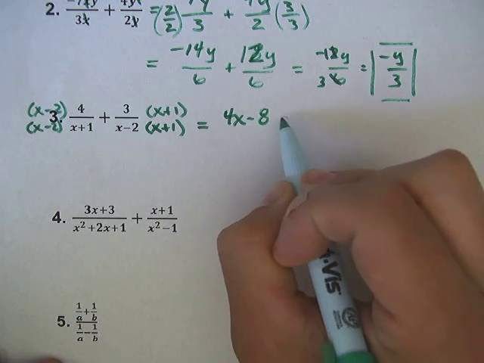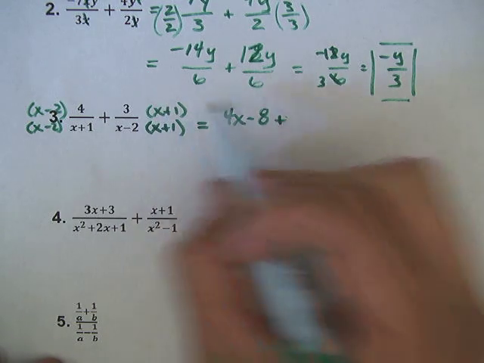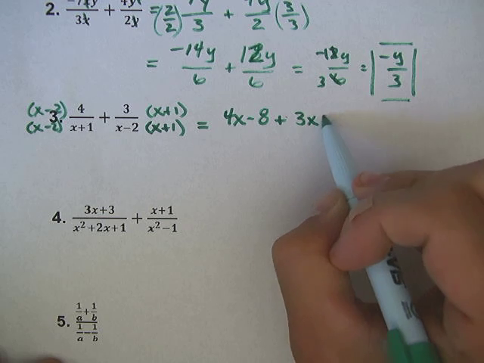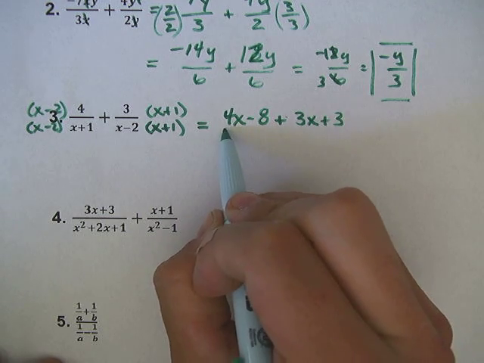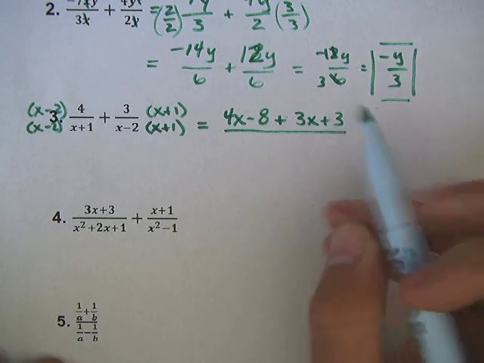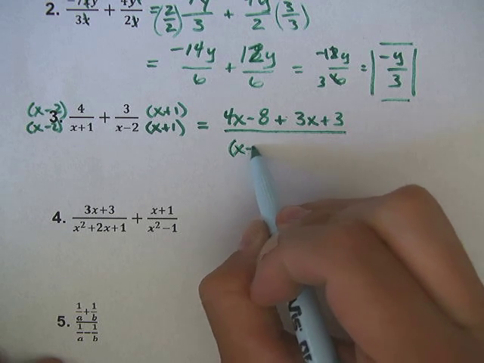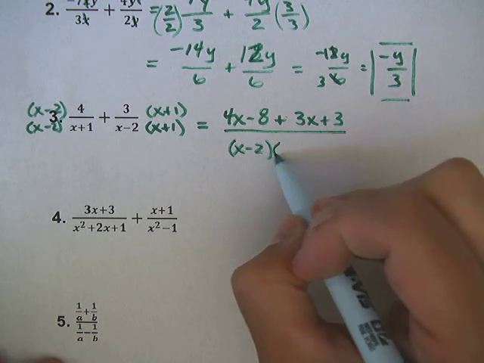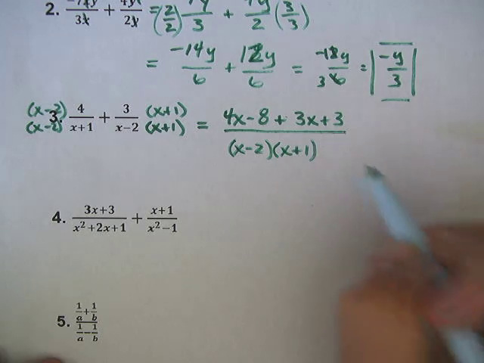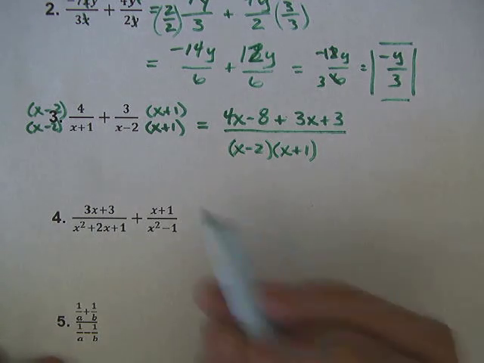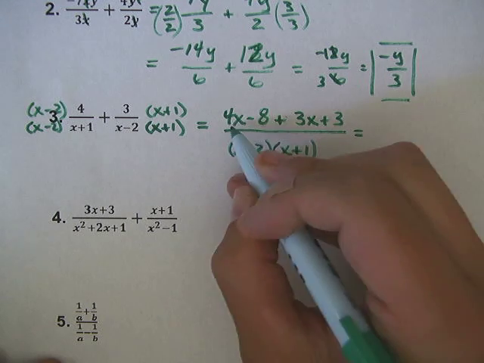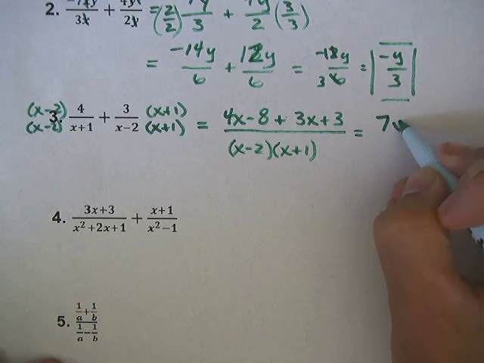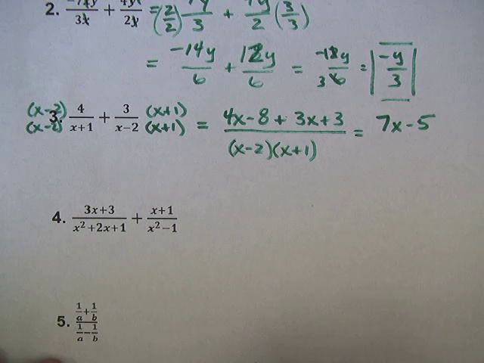So when I simplify, I'm going to distribute. So I'm going to get 4x minus 8 plus, distribute this, 3x plus 3. Now since they're the same denominator, I'm just going to combine it as one fraction. And again, I'm going to leave it factored for now, just in case I can do some canceling later on. Combine some like terms again. So 4x and 3x is 7x minus 5.